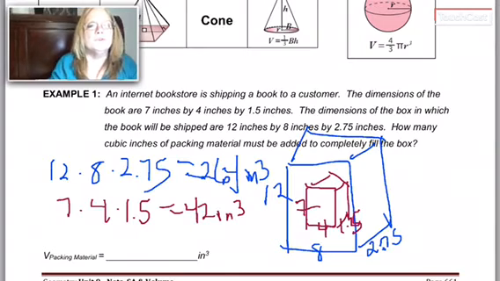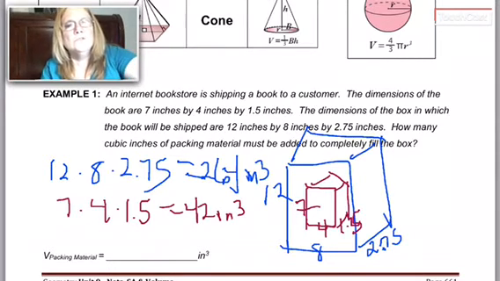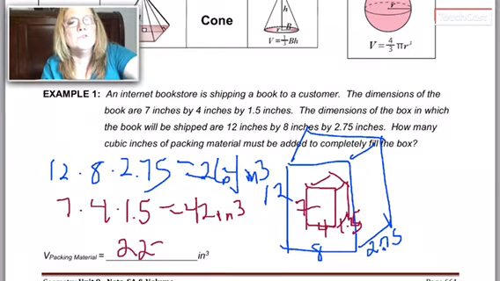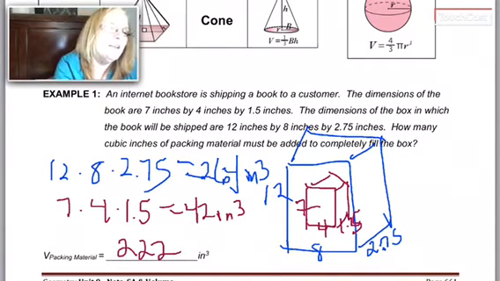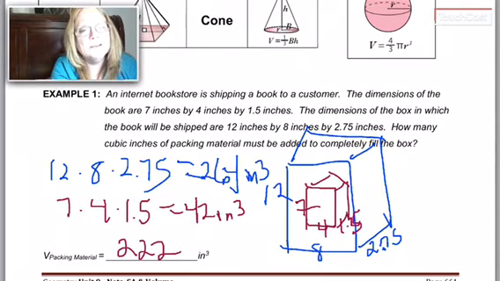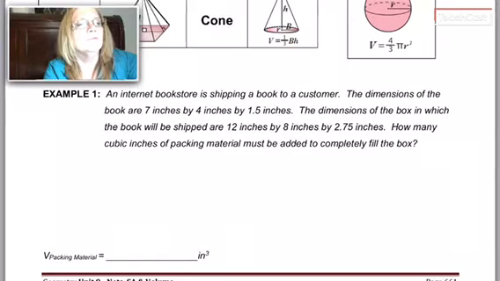So we just need to subtract. We're going to take the larger box, 264, and then we're going to subtract 42. And the difference is 222 cubic inches of some kind of material is going to have to go inside that box to protect the books. Could be peanuts. They don't use those much anymore because they're bad for the environment, but some kind of corrugated material or bubble or something like that. Okay, let's look at the next one.